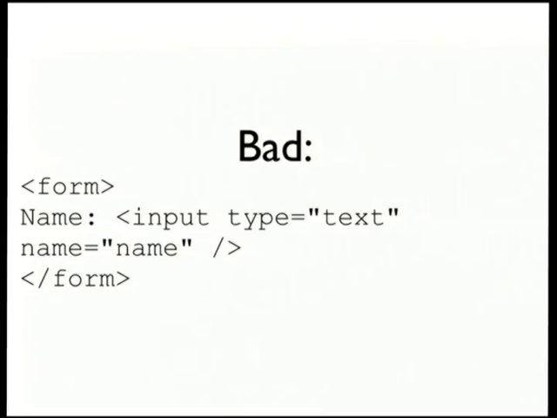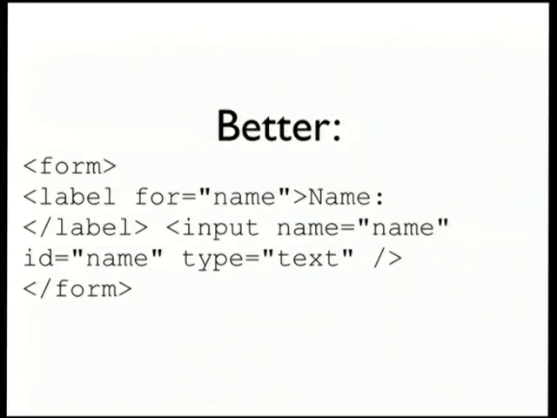Some of them will read the name, which in this case is name. Some of them will not. You can't rely on it. So better would be to include the actual explicit label: you have the label for the name field, and then you have the actual name field. And I threw in an ID equals name so that you can do some CSS with it if you really want to make it look pretty.